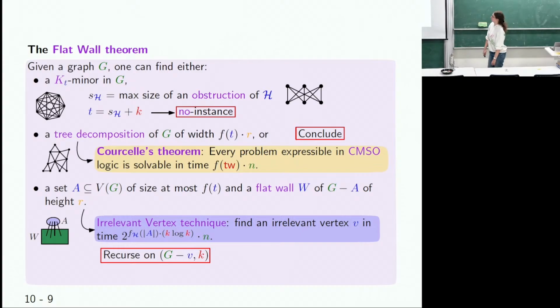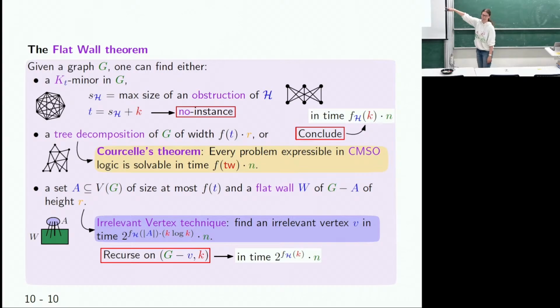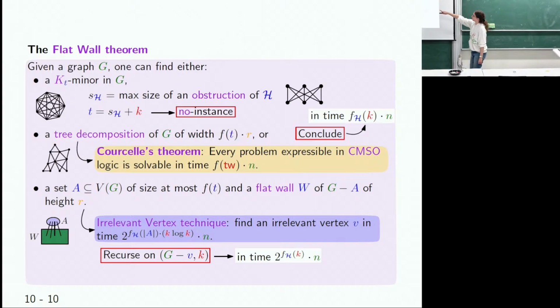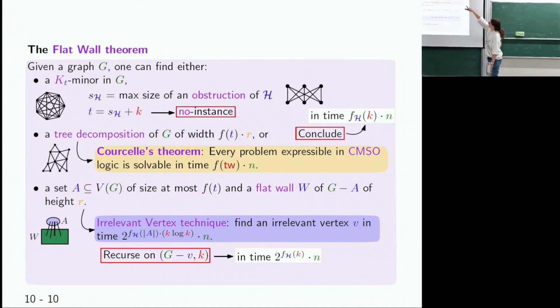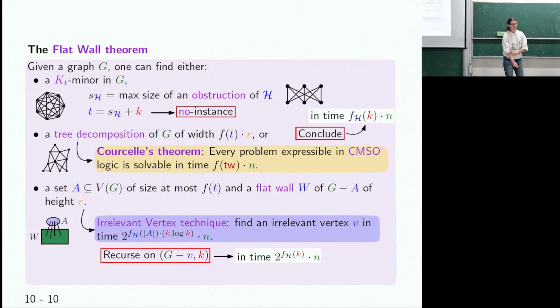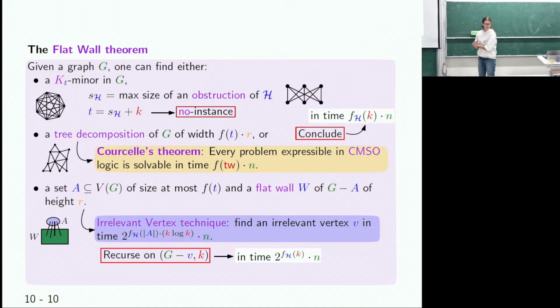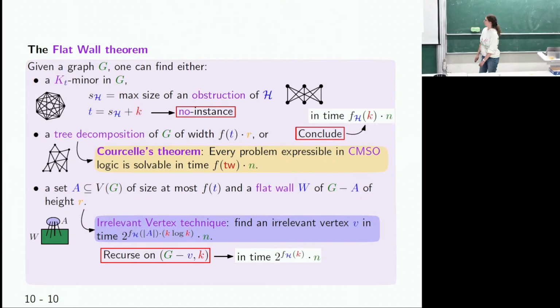Okay, we have this, which is nice. However, there are some problems, which is that t depends on k, and because of this, here we have two running times that depend on some function of k that I don't know. So we will try to solve these problems. And first, we will look at Courcelle's theorem.